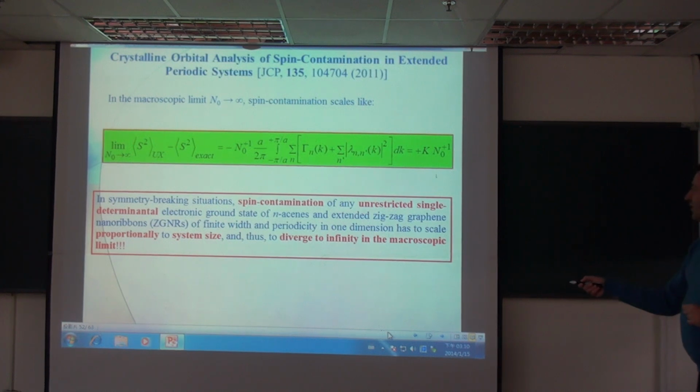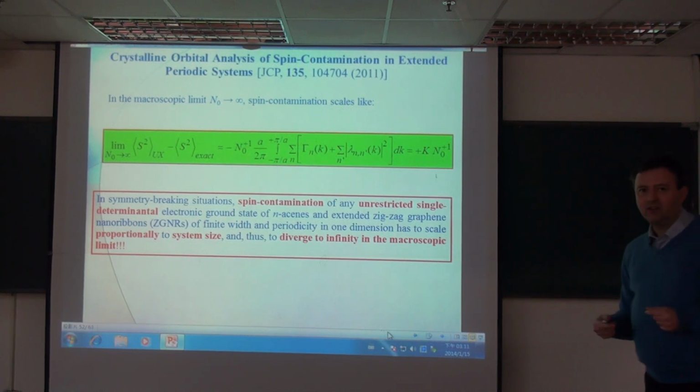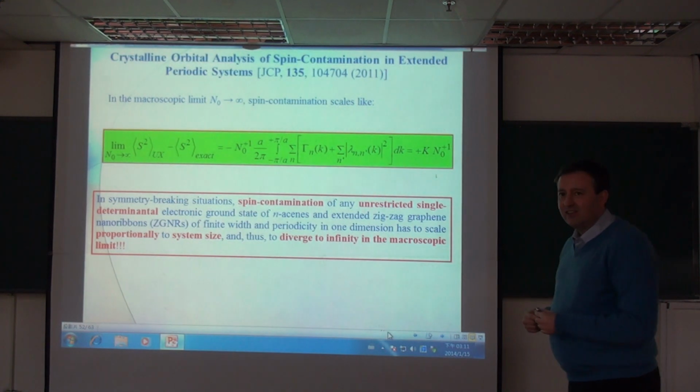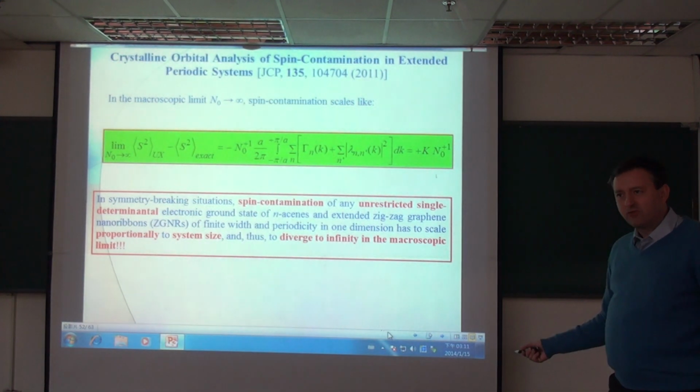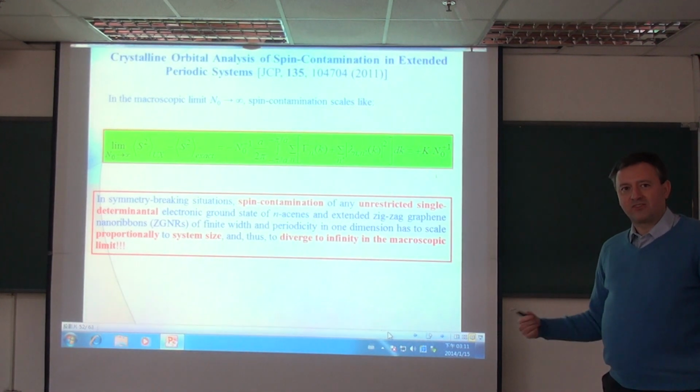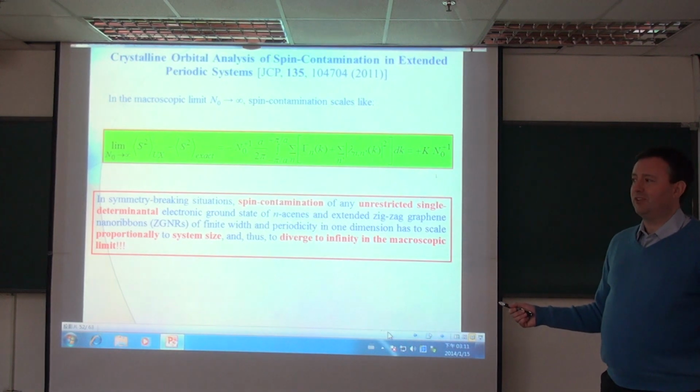Just to summarize what we found: in symmetry breaking situations, the spin contamination of any unrestricted single determinant electron state of acenes and extended zigzag graphene nanoribbons of finite width and periodicity in one dimension has to scale proportionally to system size, and thus diverge to infinity in the macroscopic limit. In other words, if we have a symmetry breaking in spin densities, in the macroscopic limit we completely lose control upon spin. Thus, how can one then draw any conclusion about spin-related properties? That makes no sense.